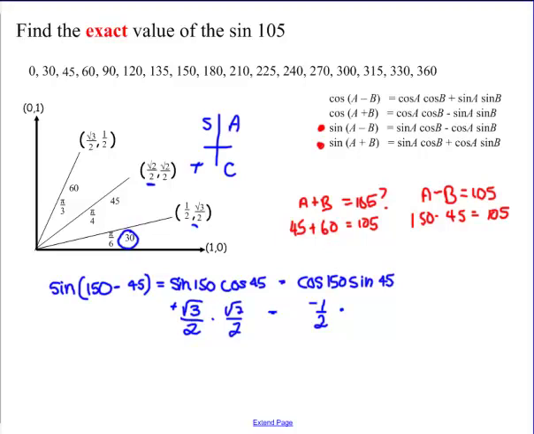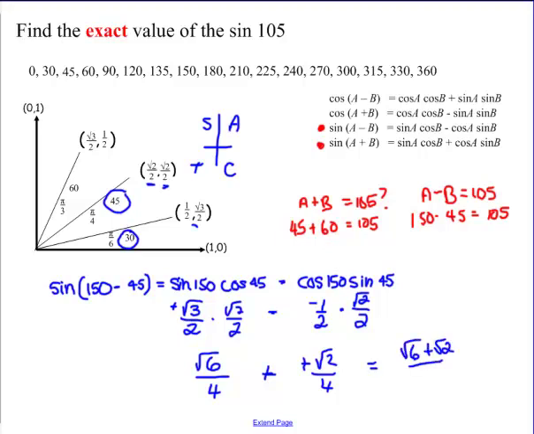Sine of 45, radical 2 over 2. Radical 6 over 4, look familiar? Negative radical 2 over 4, but since we have two negatives here, turns it into my positive, and voila, I get the same answer.